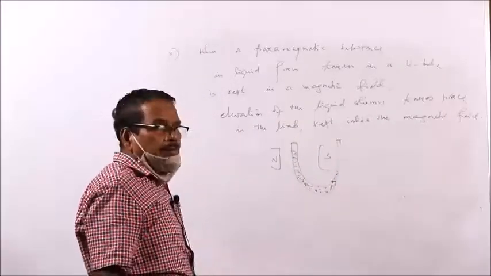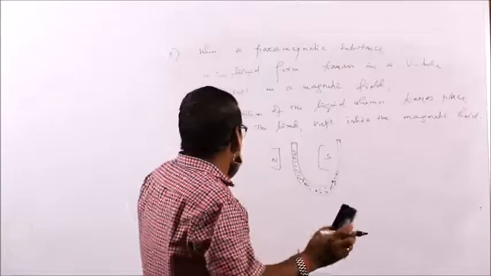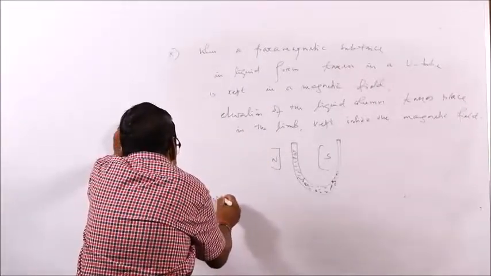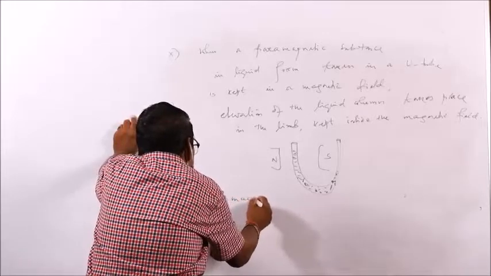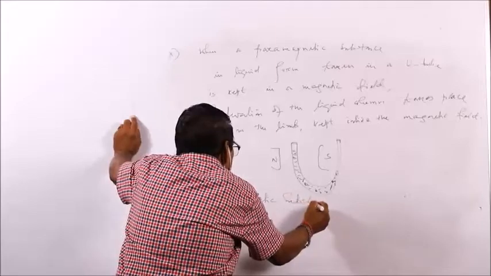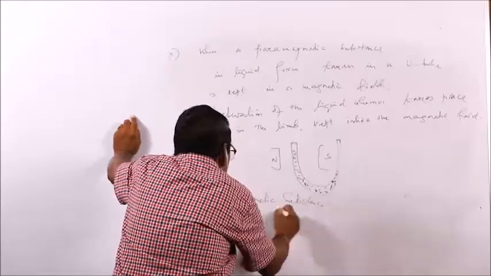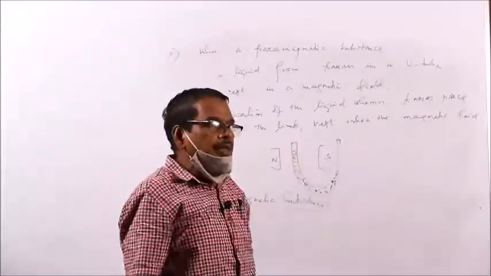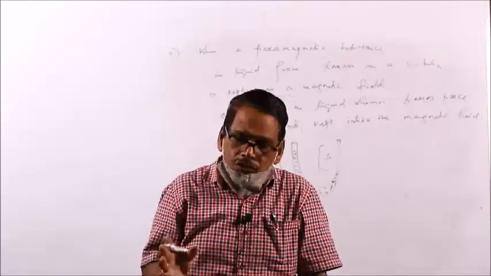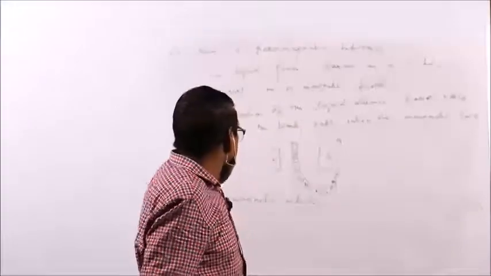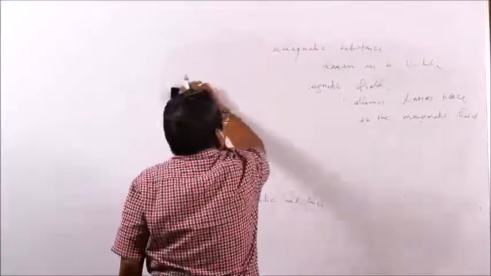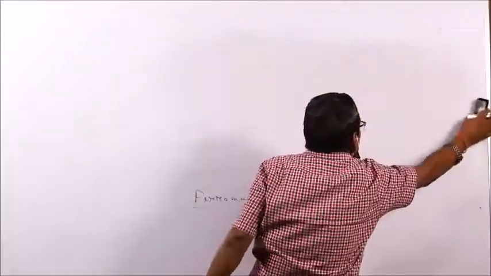So these are the properties of a paramagnetic substance. Next we will go to ferromagnetic substance. What is a ferromagnetic substance? A ferromagnetic substance gets strongly attracted by a magnetic field, so it can be converted to a permanent magnet.